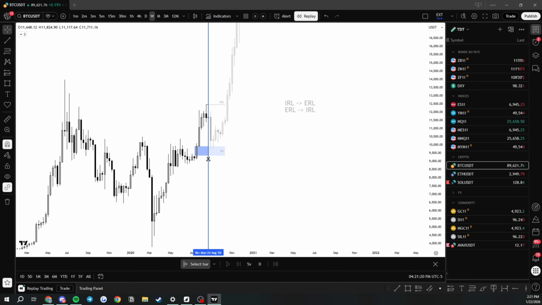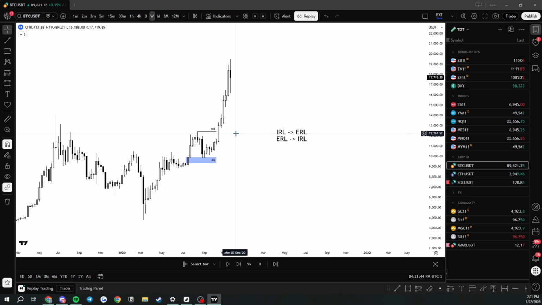And now I want you to imagine, right? Especially for those of you that are swing traders, imagine you got an entry here, and you're able to ride a move like that. It's gonna be wild, right?